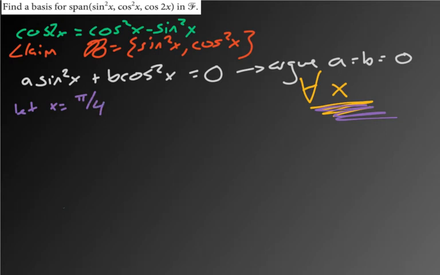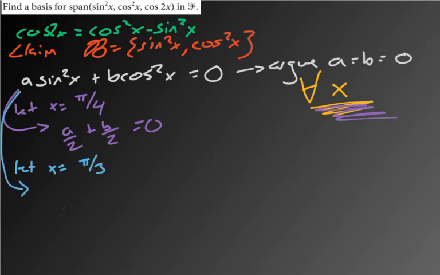And then from this equation, right, you would get A over 2, I guess, right? Because it'd be root 2 over 2, which is, you square it, it's going to be 2 over 4. So you get A over 2 plus B over 2 has to be 0. And then we could say let x equal, what's another one that's nice, pi over 3.